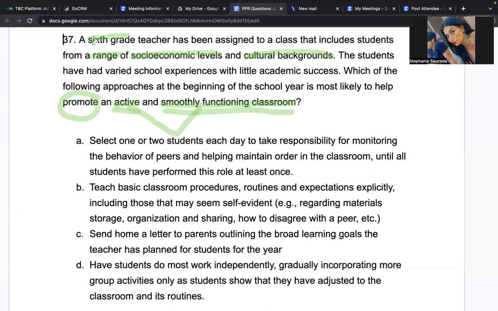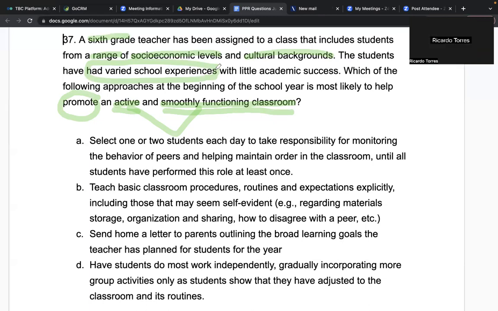Sixth graders, range of socioeconomic levels and cultural backgrounds. They've had varied school experiences. What does varied school experiences mean? Whenever possible, I would not say translate, but put it into layman's terms. What does this mean?